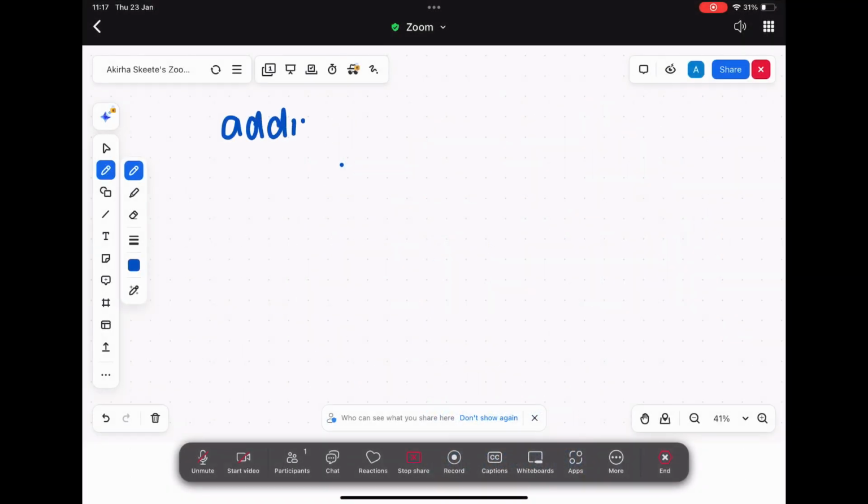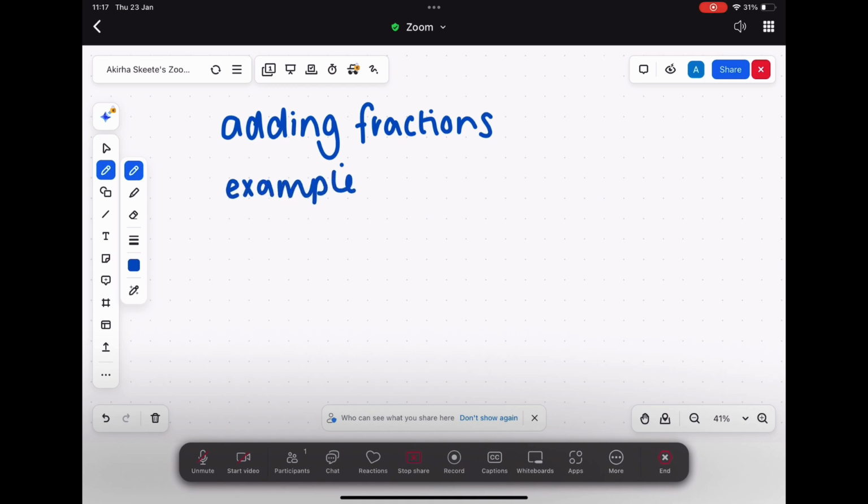This is an elephant in the room production, and today we are going to add some fractions. So I'm going to get an example up shortly. Let's go with 1/2 plus 2/3.